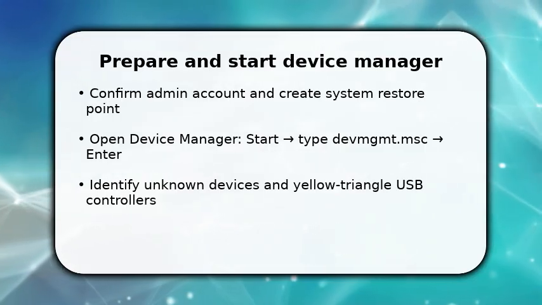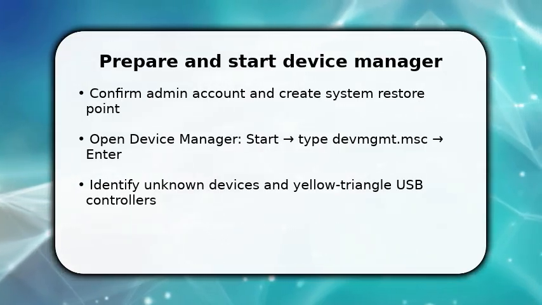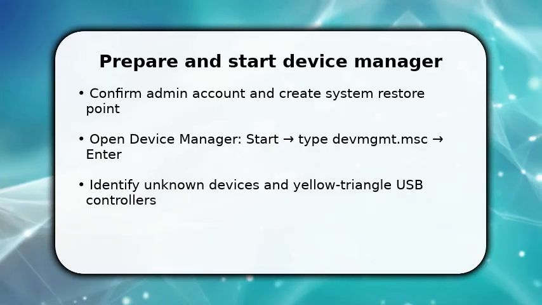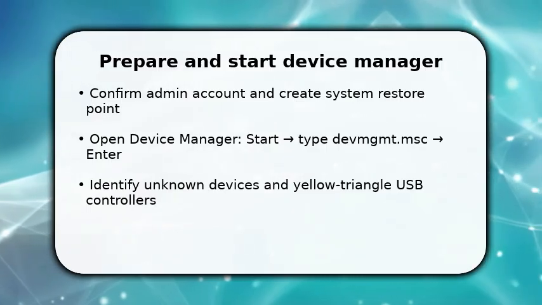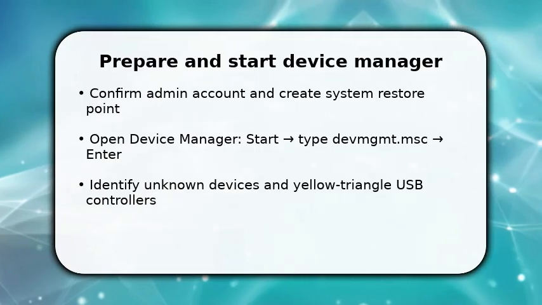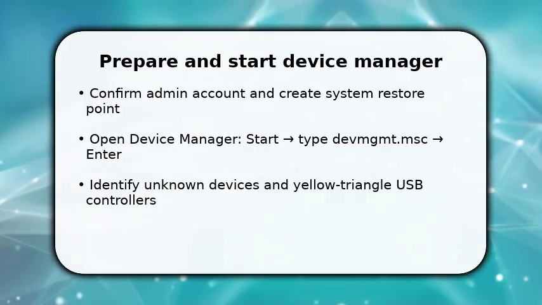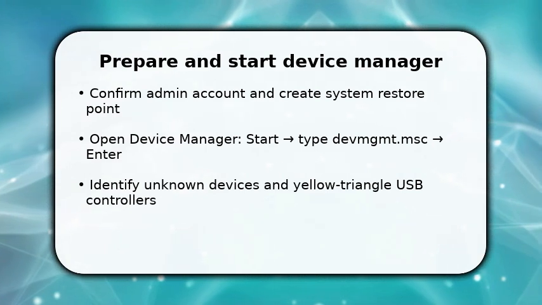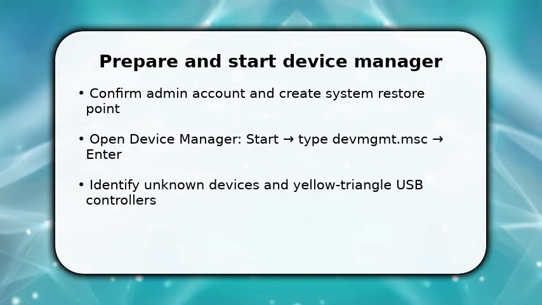You'll immediately scan the Universal Serial Bus Controllers section for yellow triangle entries or unknown device listings. Make note of any device names and hardware ID. This helps later when choosing drivers. Don't waste time. Move to the next step when you've recorded those identifiers.